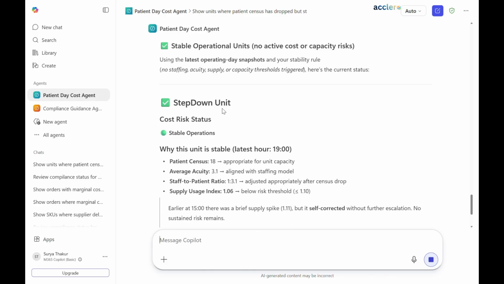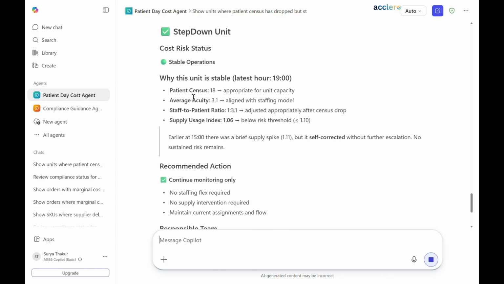So you can see the step down unit cost risk status is stable operations. Patient census is 18, appropriate for unit capacity. Average acuity is 3.1, aligned with the staffing model. Staff to patient ratio is 1 to 3.1, adjusted appropriately after census drop.